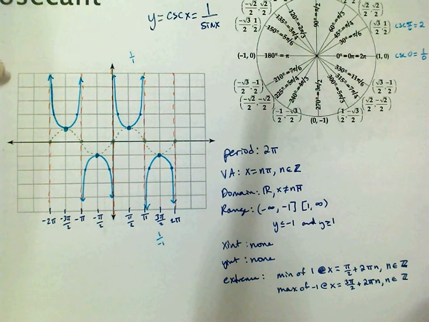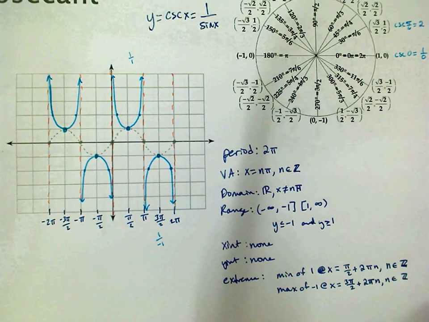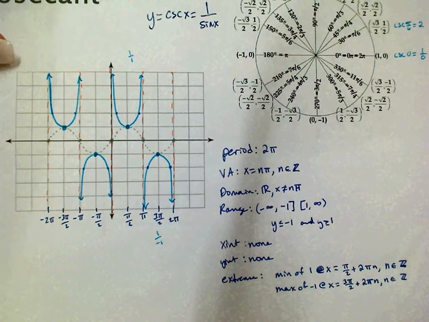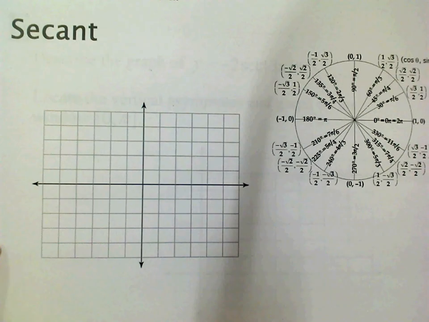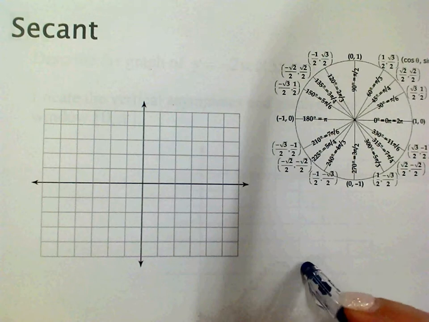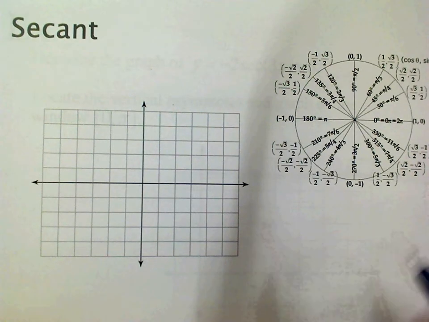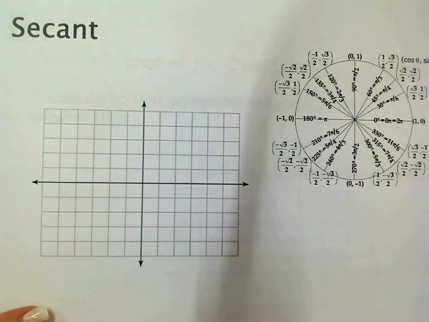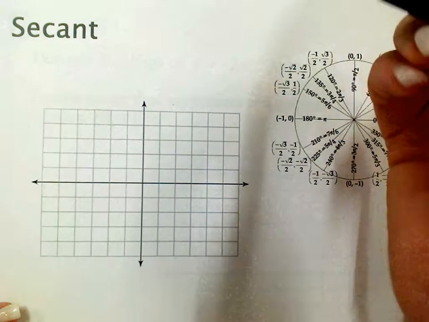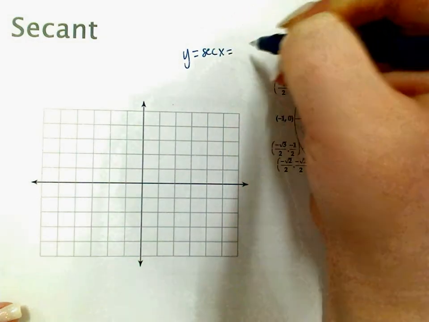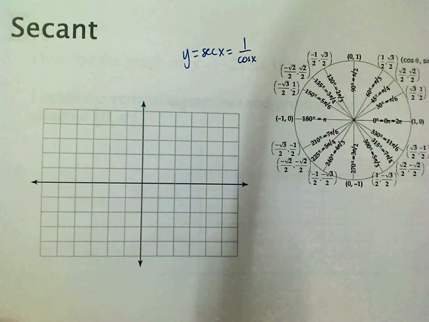So again, when I want cosecant, I just think, let me graph sine, and then just go in the opposite directions. Okay, so now let's do secant, which is going to be very similar. If cosine is just a phase shift of sine, then secant is just a phase shift of cosecant. Secant is 1 over cosine. So, let's graph the cosine wave.